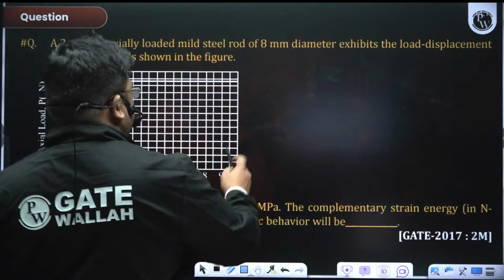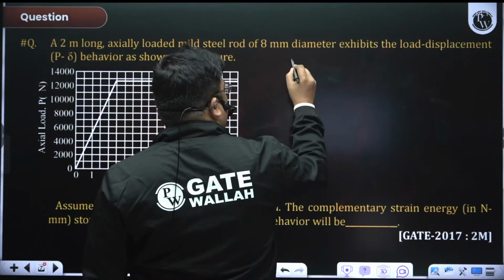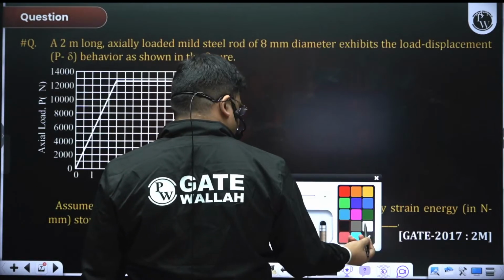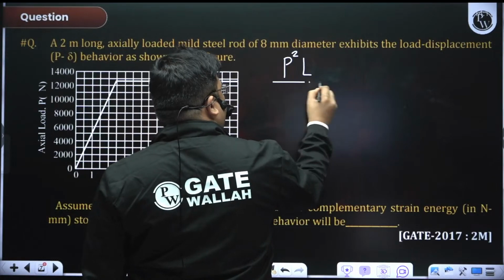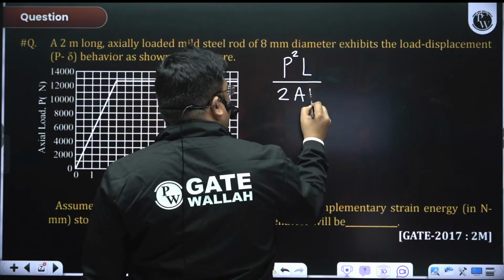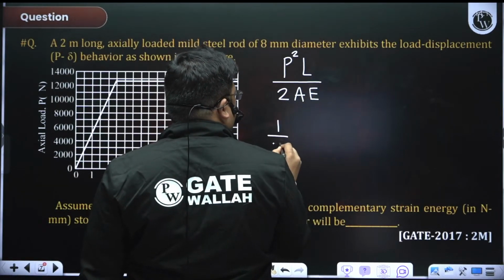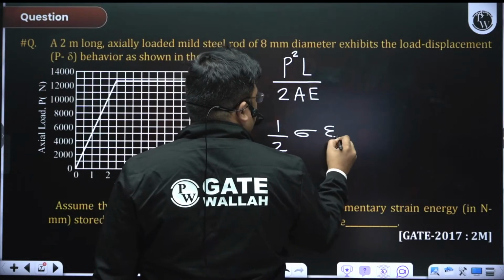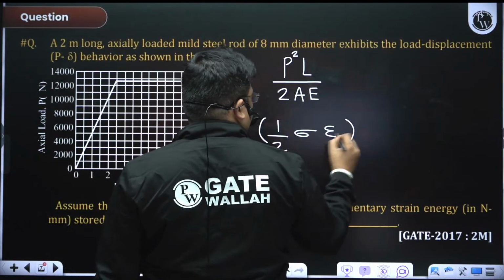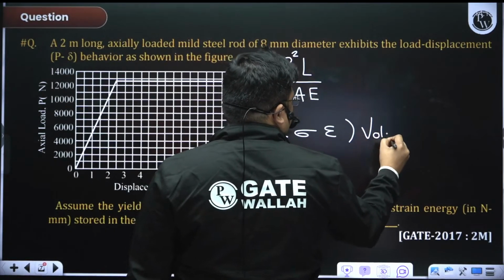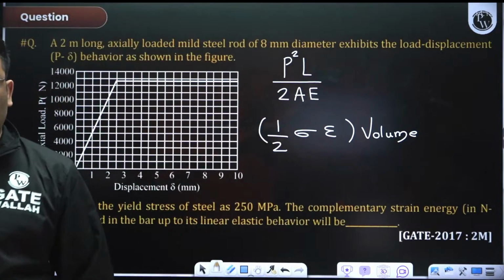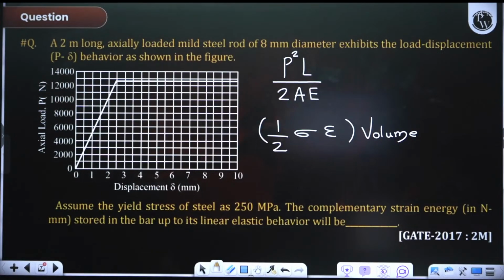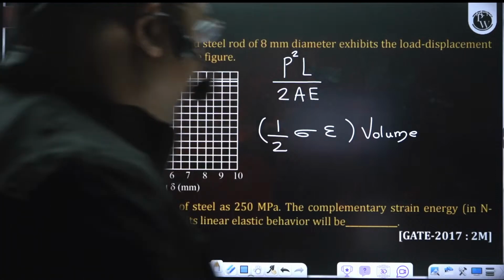See, we can solve this question either by the formula P square L by 2AE, or I can use half stress into strain into volume. We'll get the same answer. So we can solve in both ways, and both ways will give me the same answer.